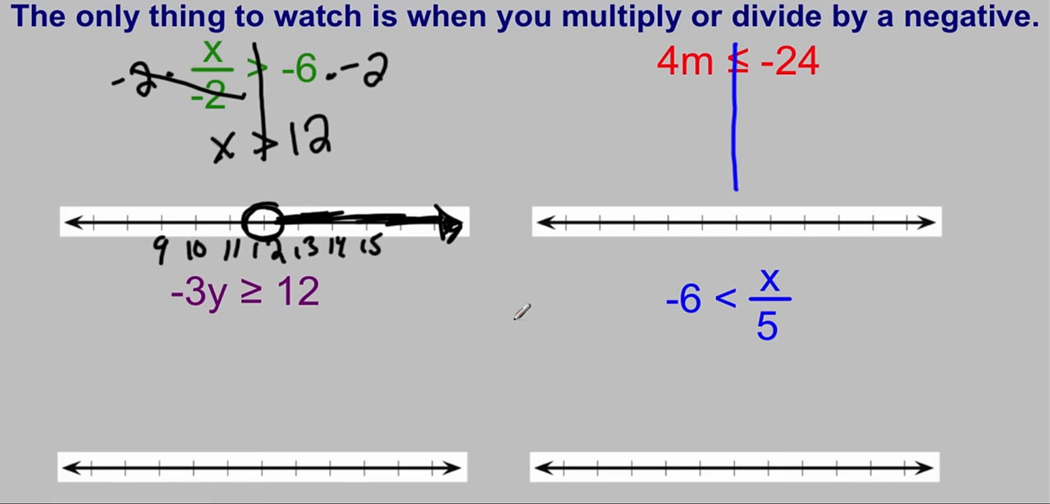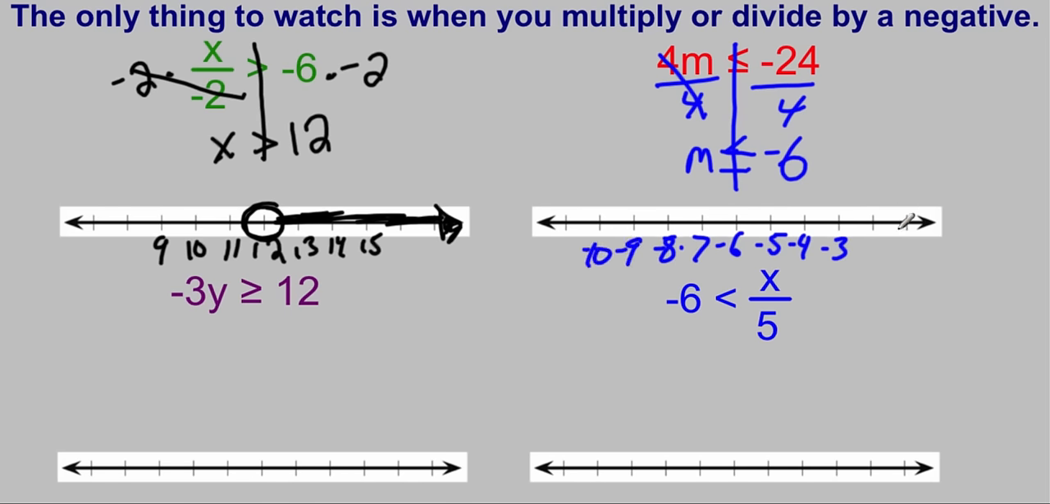Okay. 4m is less than or equal to negative 24, so we're going to divide both sides by 4 to undo that multiplication. 4 divided by 4 gives you 1m is less than or equal to, do not drop that negative, so negative 6, please. 6 goes in the middle. Watch the way you number a negative number line. Haven't done that in a couple of units. There we go. Closed circle, please. m is less than or equal to negative 6. Less than going away from 0, please.